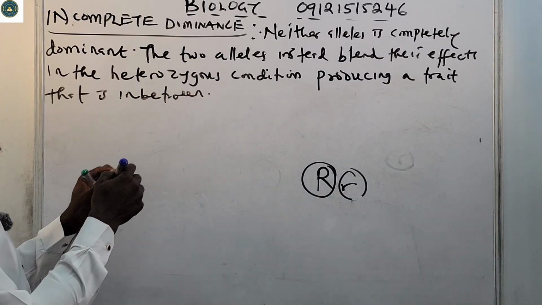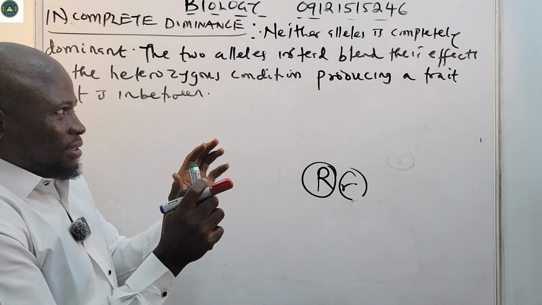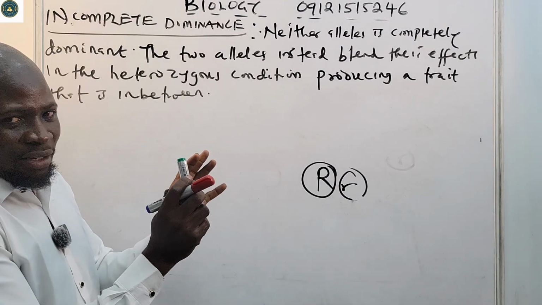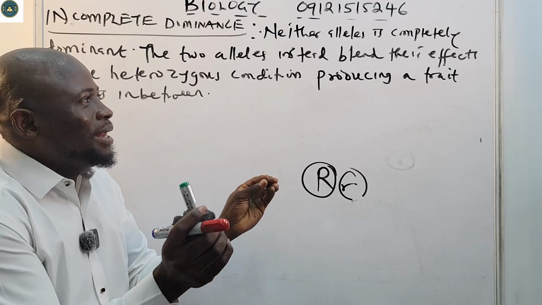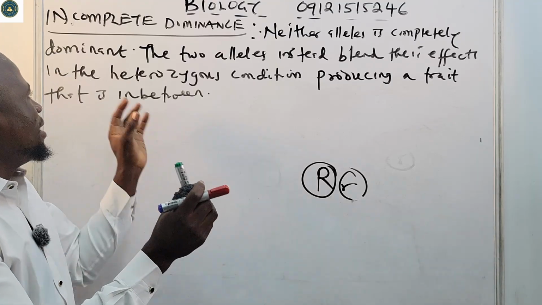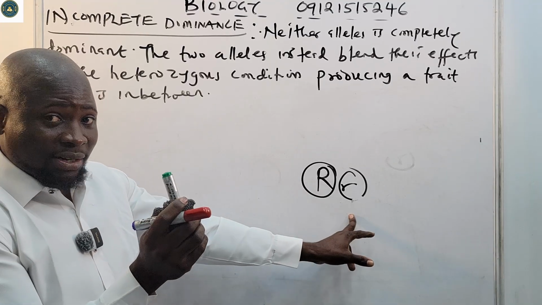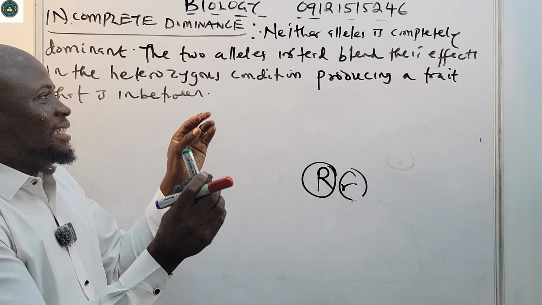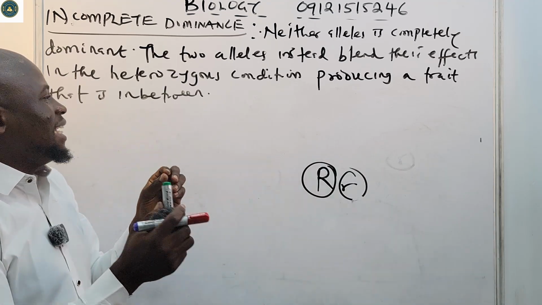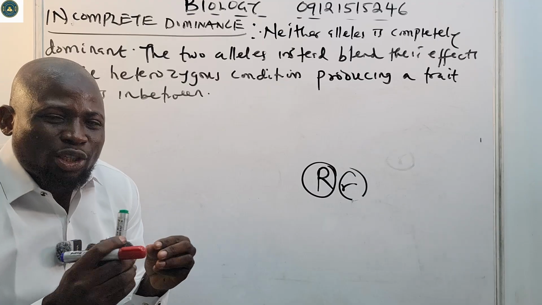Okay? So that is what incomplete dominance talks about. Neither allele is completely dominant. Instead, they blend their effects in the heterozygous condition. This is heterozygous because they are dissimilar alleles. But they blend their effects in the heterozygous condition, producing a trait that is in between.